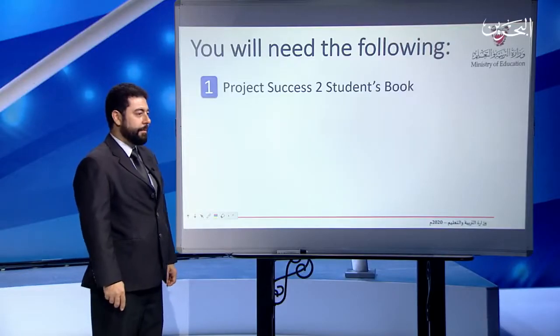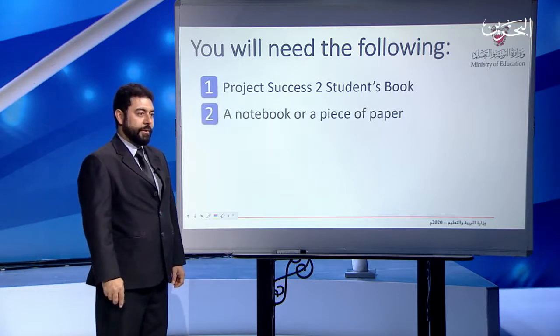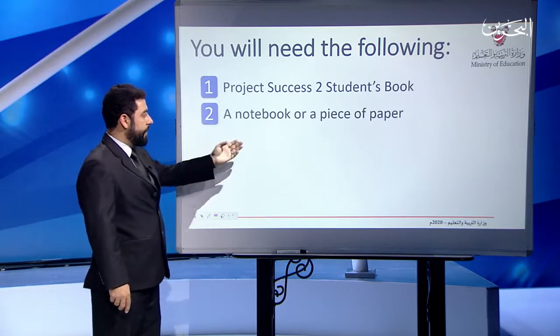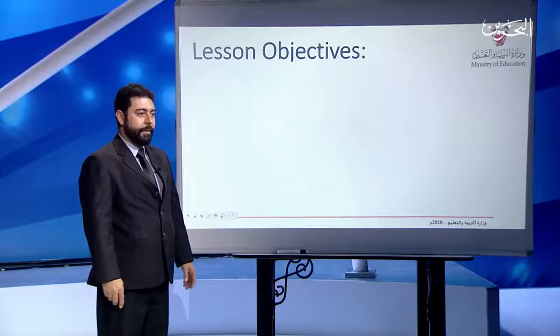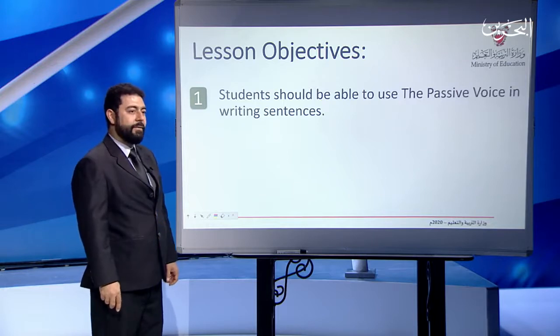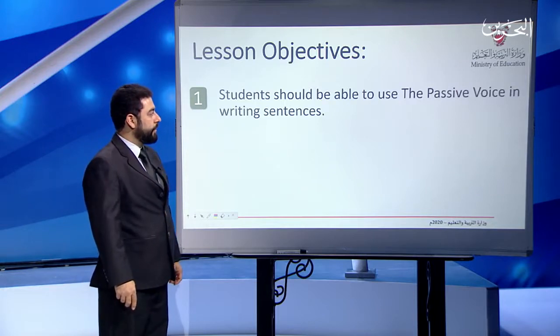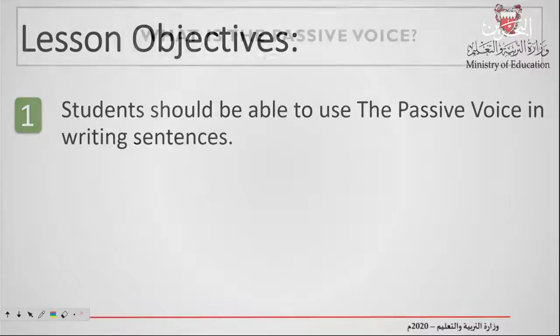Number 1, you need Project Success 2 Student's Book. Number 2, a notebook or a piece of paper. Number 3, a pen or a pencil. Number 4, a dictionary. And we have lesson objectives for you. Number 1, by the end of the lesson, you should be able to use the passive voice in writing sentences.